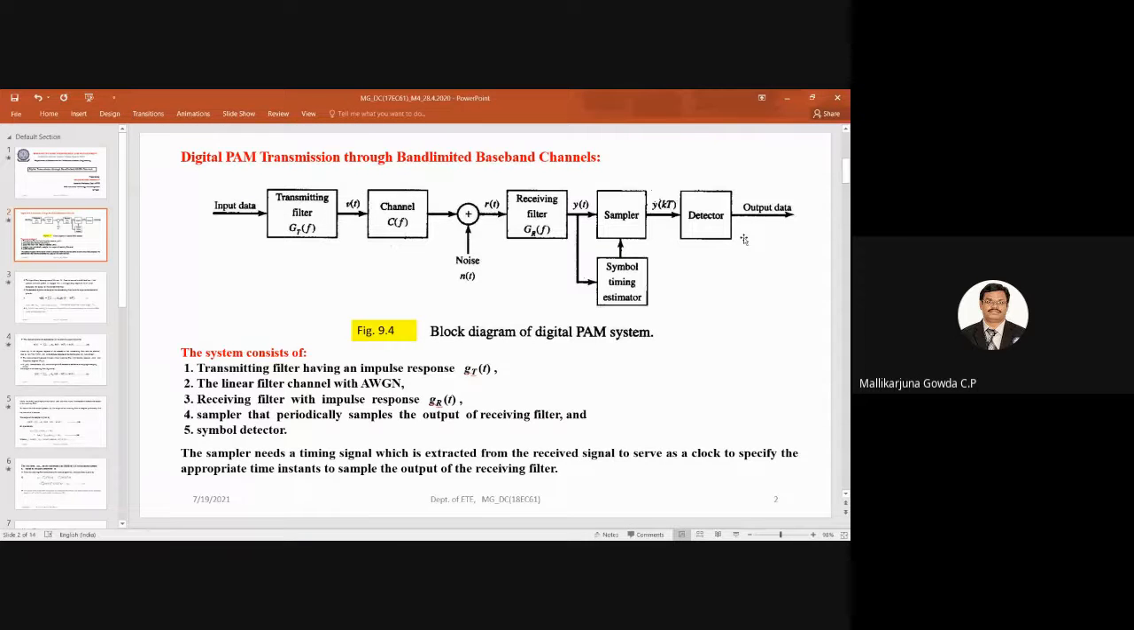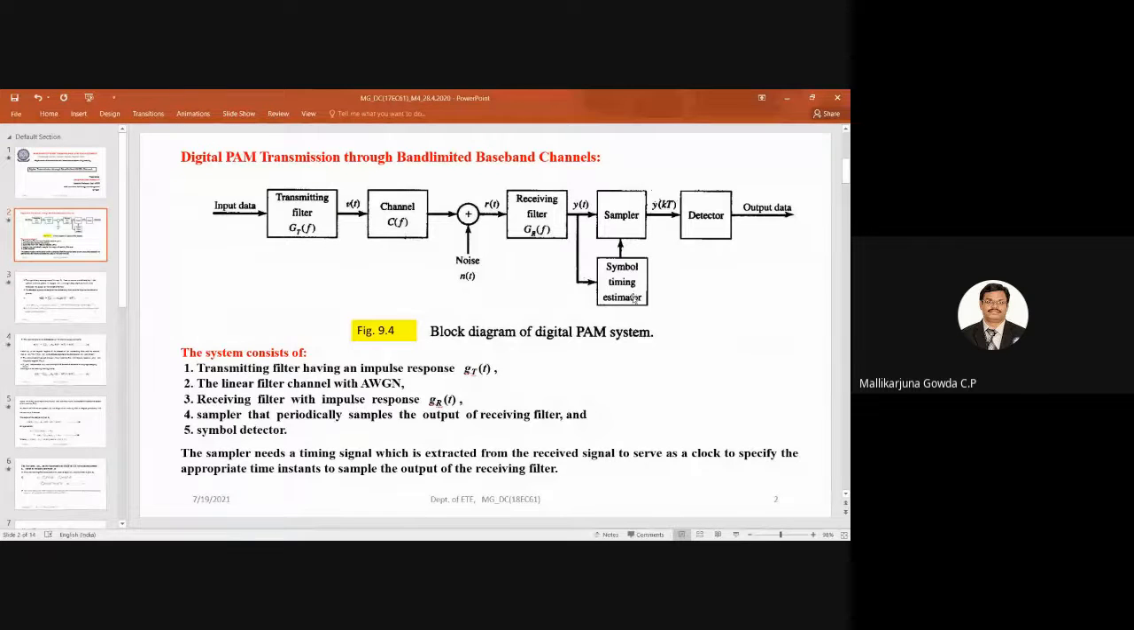So this is the block diagram of the digital PAM system: the transmitting filter, then the linear channel with additive white Gaussian noise, then the receiving filter, then the sampler, which periodically samples the output of the receiving filter, then the symbol detector. These are the main blocks of the digital PAM transmission system.